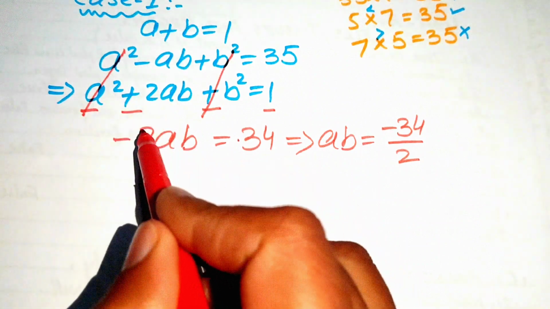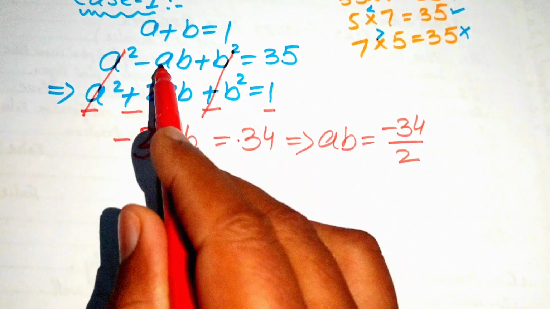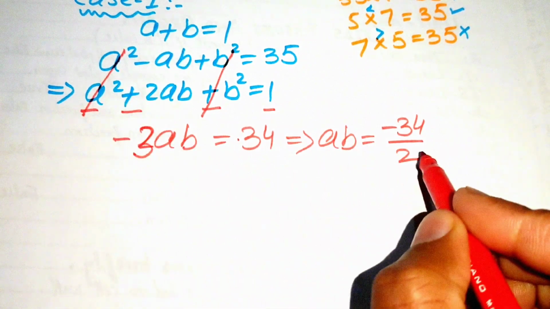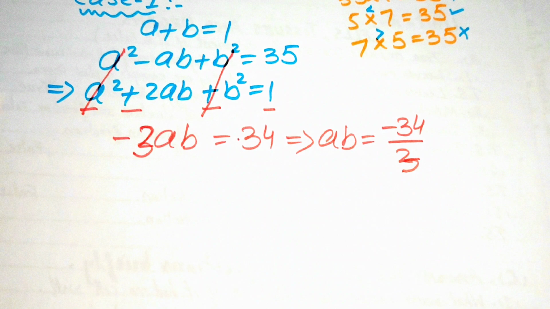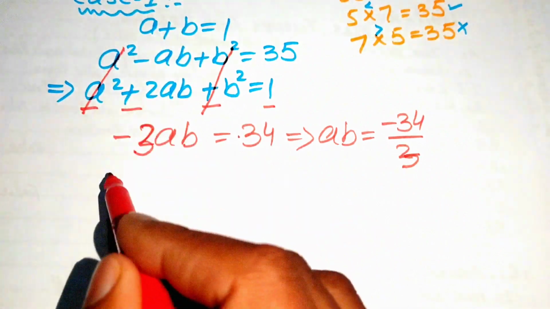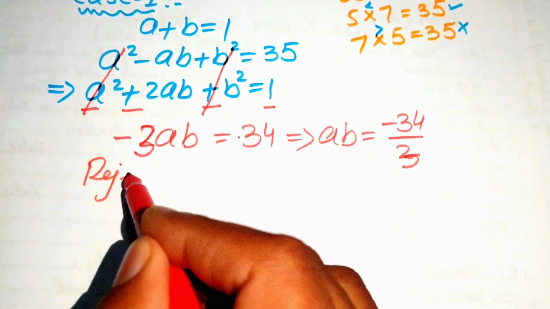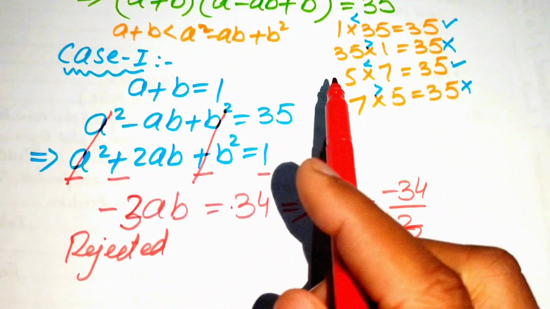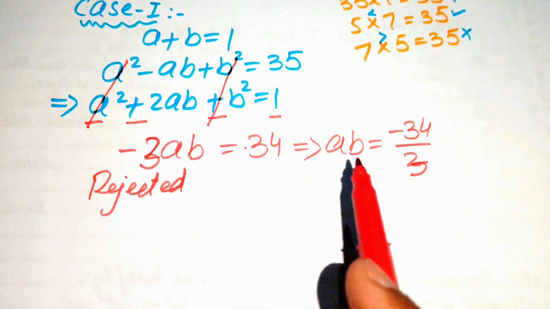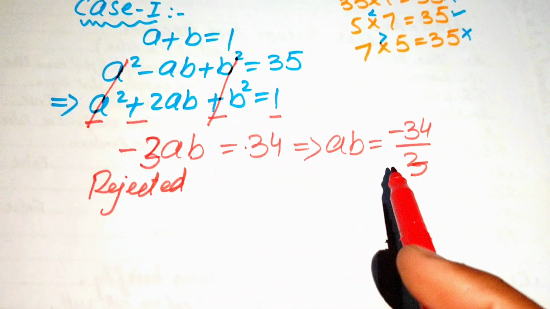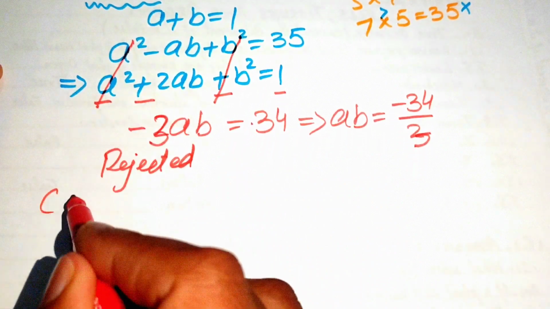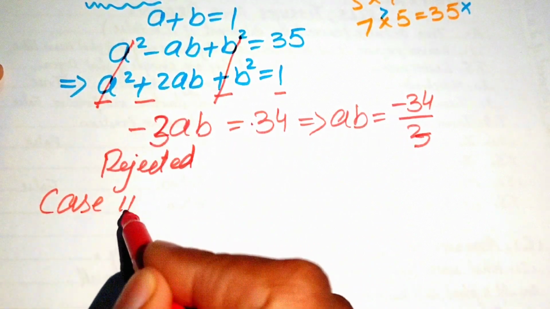Sorry, this will become minus 3, because this is minus ab, and minus 2ab equals minus 3 times ab, so this will be over 3. But here we rejected this case, and the reason is that we said our a and b are positive integers, but here the product ab does not give a positive integer, so we reject this case. And now we proceed to case number 2.